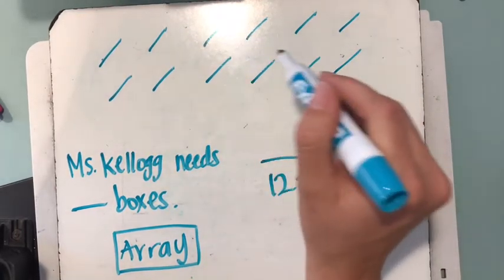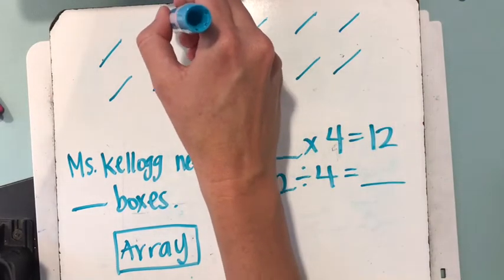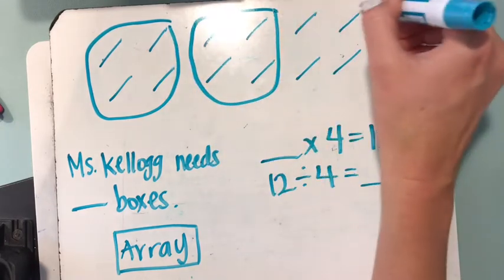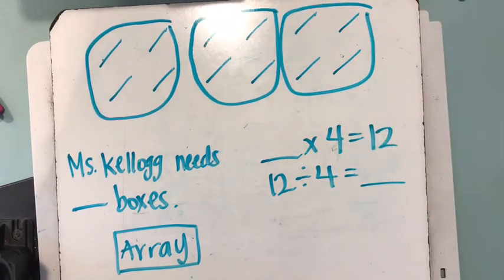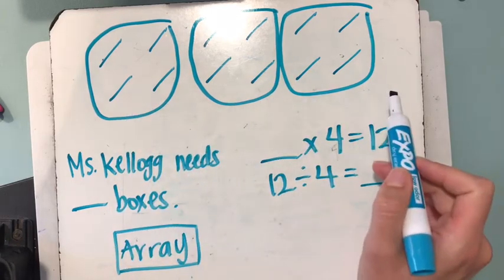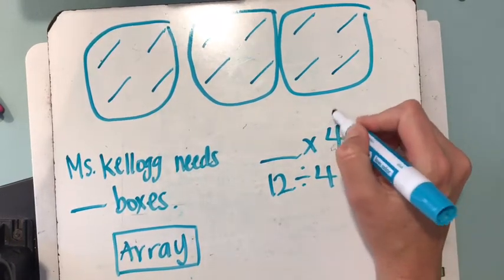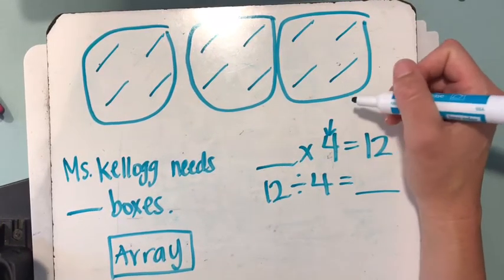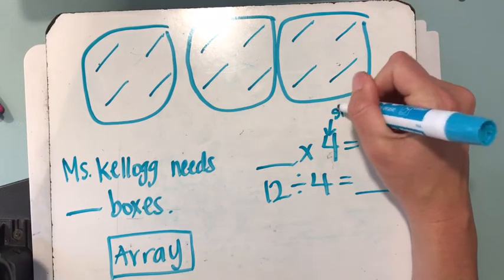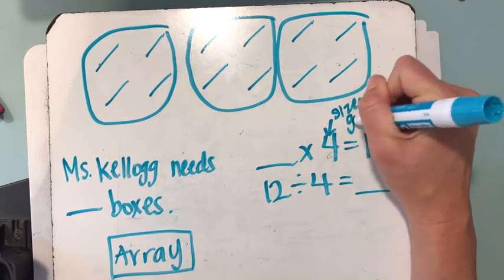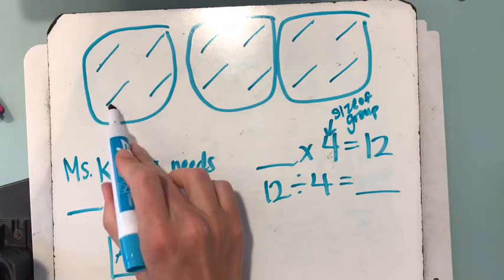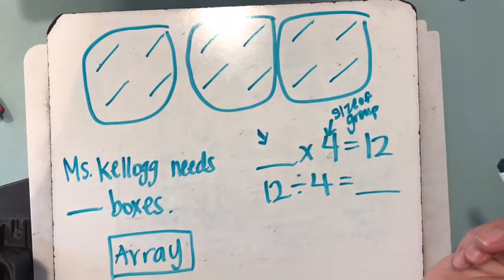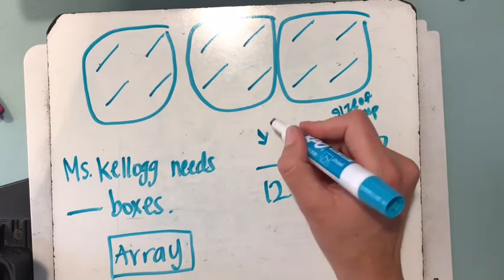Okay, each box holds 4 pencils. And so now we need to circle that number. So I'm going to go ahead and do that. So each box needs 4 pencils. So I'm going to circle groups of 4. Okay, so now that I circled my groups, I know that the 4 here, that represents what? What does the 4 represent? The size of the group, right? Size of the group. Because if I look at the picture, I can see that each box has 4 in them. So that's the size of the group. What does this one represent? The number of groups.